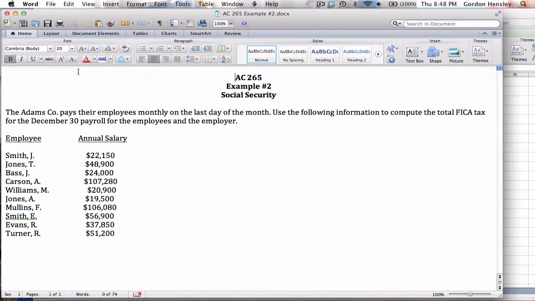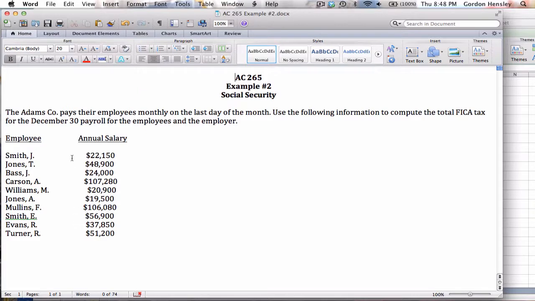Now in this problem, we have a company called Adams Company, and they pay their employees monthly on the last day of the month. And it says to use the following information to compute the total FICA tax for the December 30th payroll for the employees and the employer. And of course we have a whole series of different employees that are included here, as well as their salaries.